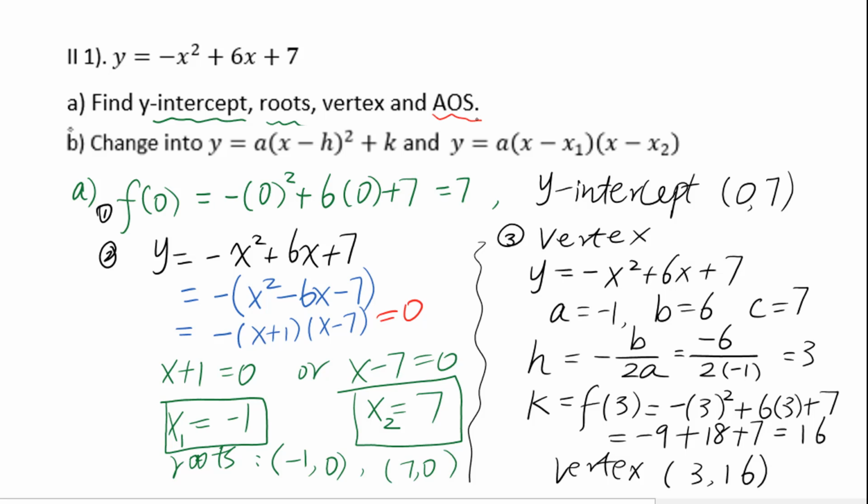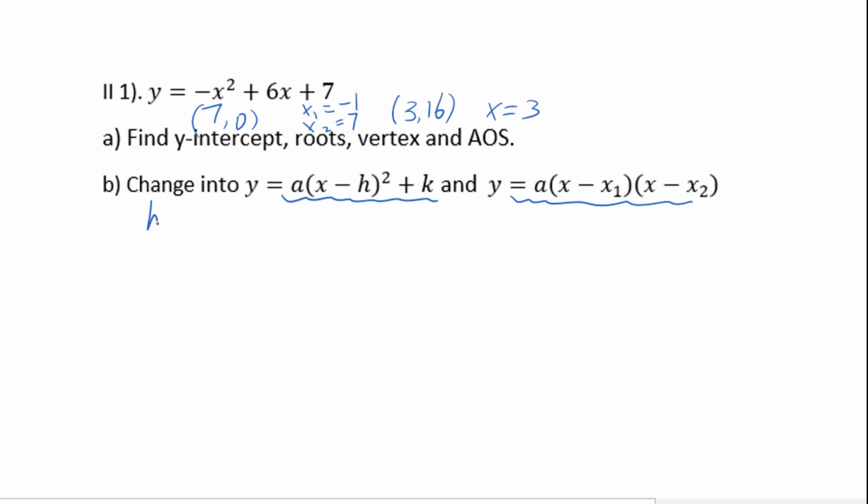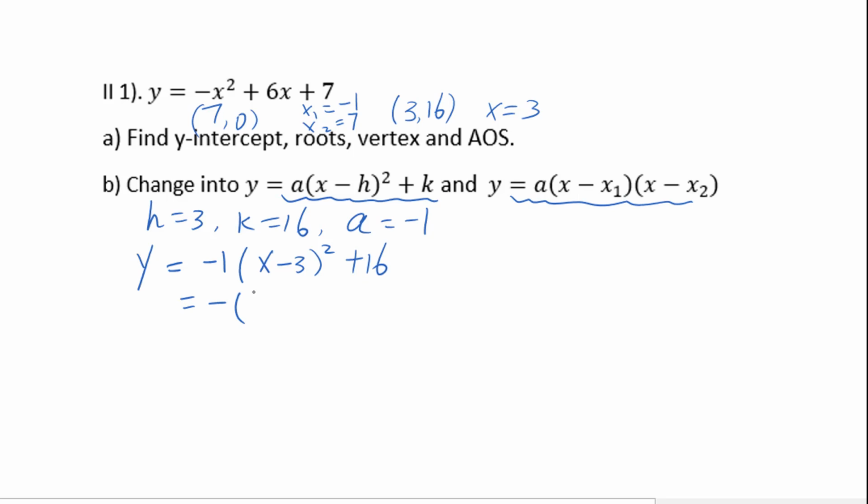And for the axis of symmetry, it's x equals h equals 3. Since we already know h equals 3, k equals 16, and a equals negative 1, therefore y equals negative 1 times (x minus 3) squared plus 16. For this negative 1, we can just write a negative sign: negative (x minus 3) squared plus 16.